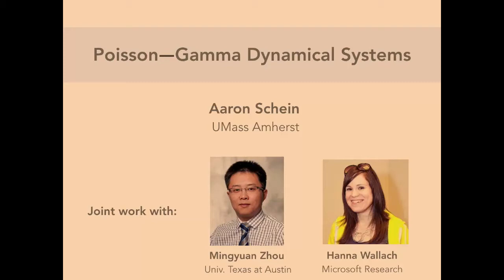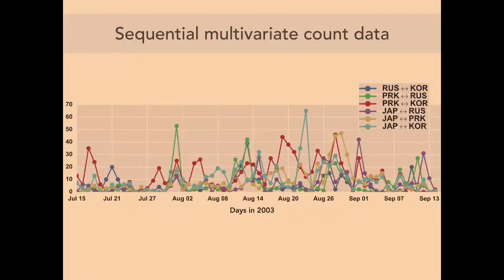Hey, I'm Aaron. I'm a PhD student at UMass. This is joint work with Ming and Hannah, my advisor, who's at Microsoft Research. This paper is about modeling sequential multivariate count data. What I mean by that is multiple sequences of counts that are related in some way.